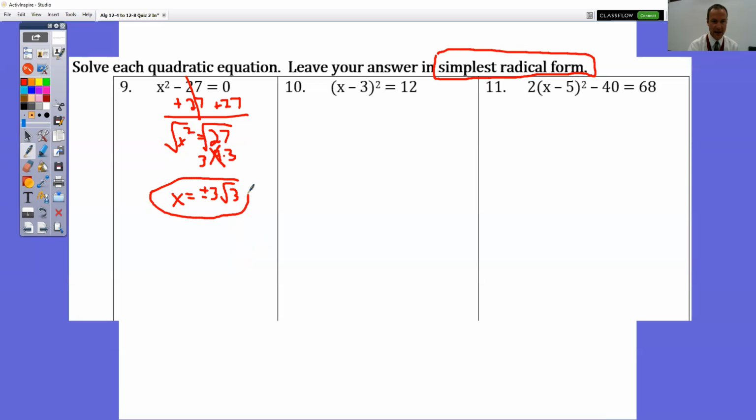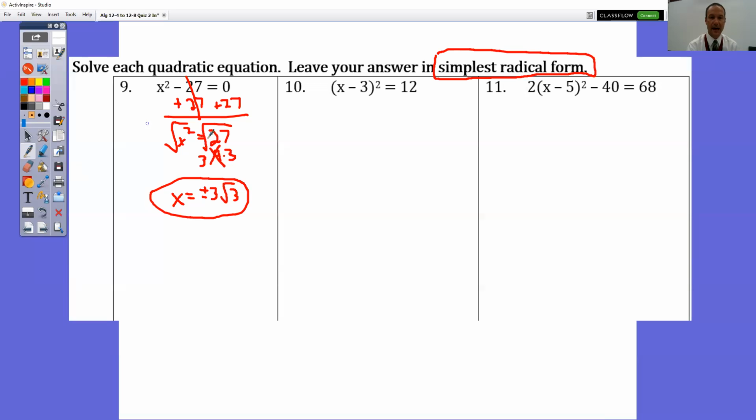Again, be very careful on these not to forget the plus or minus in front when you take the square root of something. If you only put 3 radical 3 as your answer, you're only putting one of the two answers because you need the negative 3 radical 3 as well.